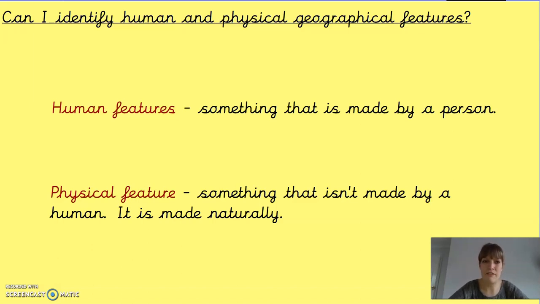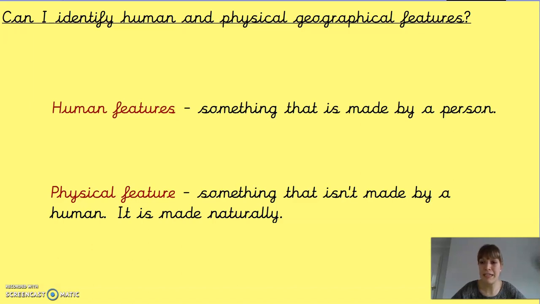So, human features and physical features. A human feature is something that is made by a person. You may have heard of the term man-made. That means the same thing. So it's something that is made by a person.